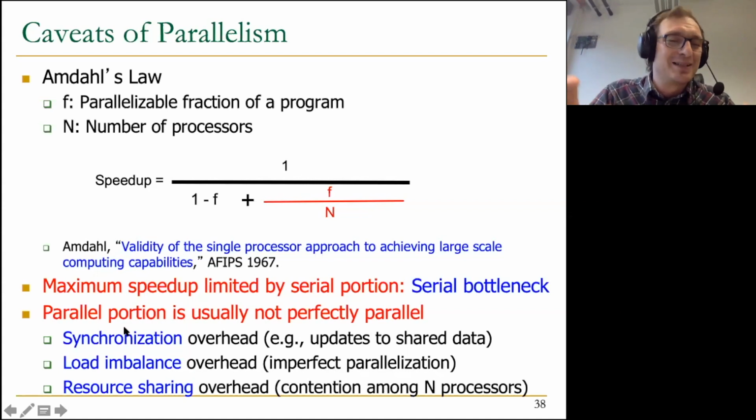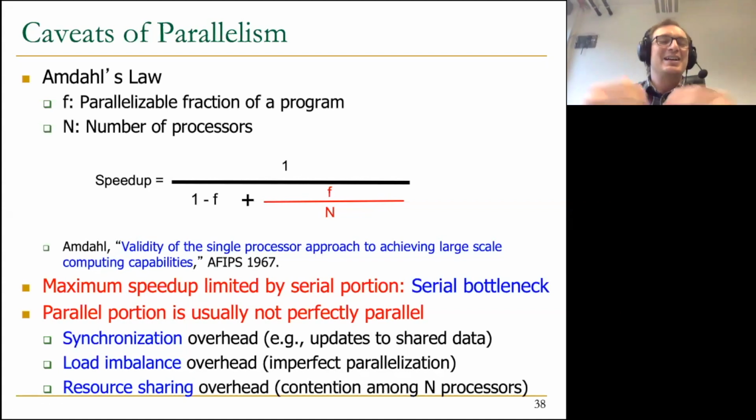Well, not completely independent. There's some dependence over there, but in a sense, the programmer may have eliminated your synchronization and load imbalance, but you may have resource contention between different threads of your same program.